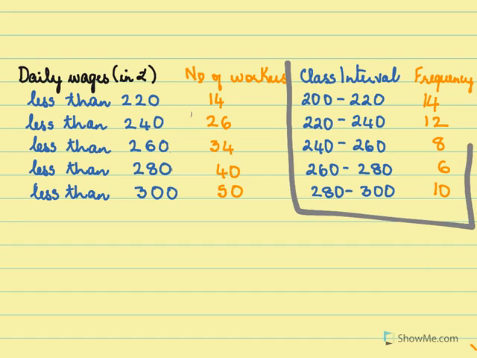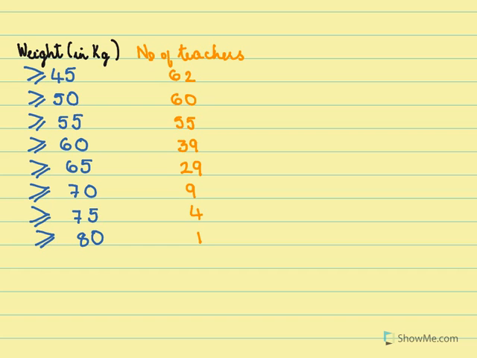Now again you have the normal table here, and you can go ahead and find out whatever you want, the mean, median or mode. So here again we have weight in kgs, more than or equal to 45, there are 62 teachers. More than or equal to 50, there are 60. More than or equal to 55, there are 55 teachers, and the whole table is given. So the first thing we do always is find the class interval or the class size. So first we see that the difference here is 5, right? So our class size should be 5.